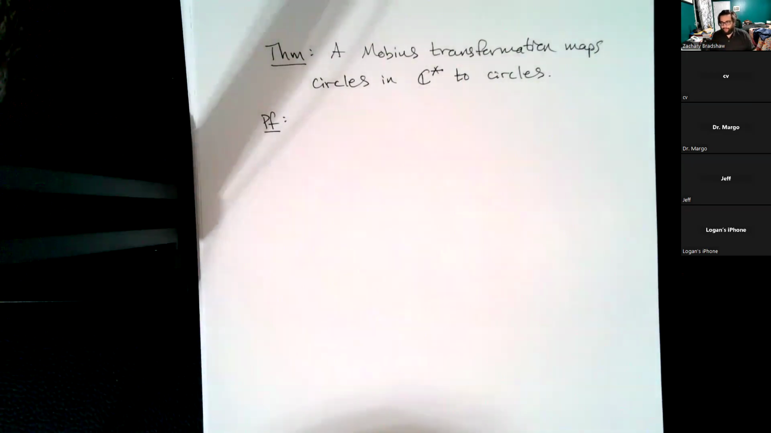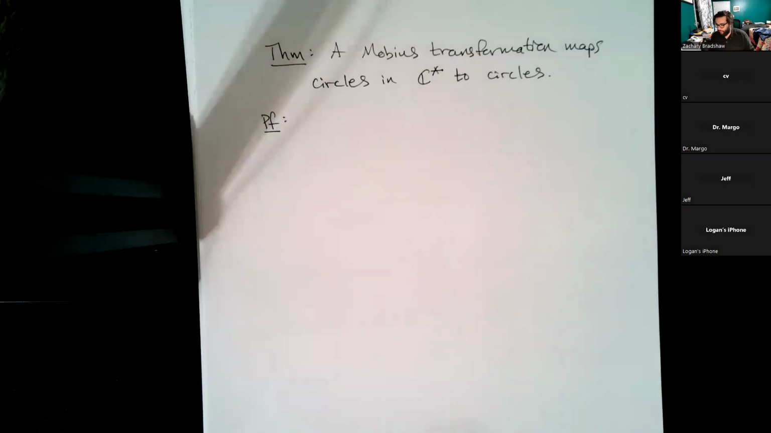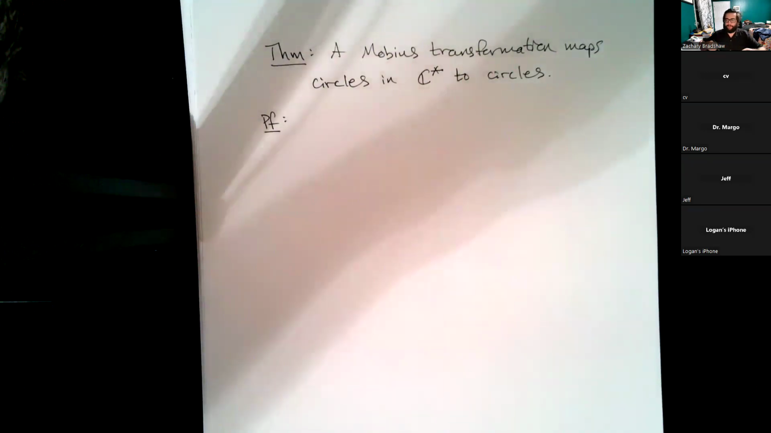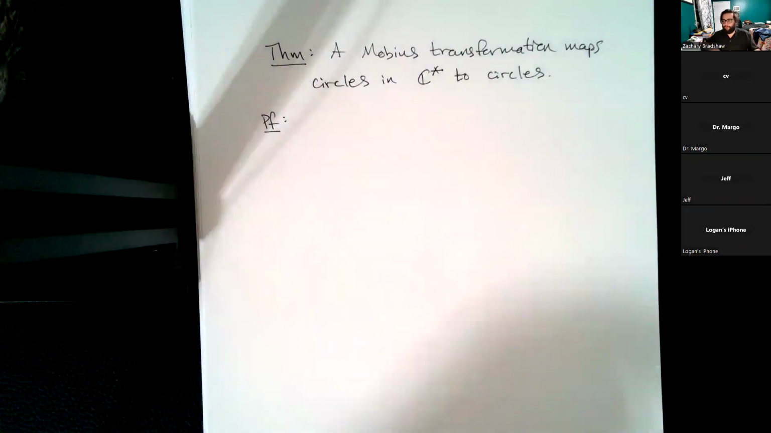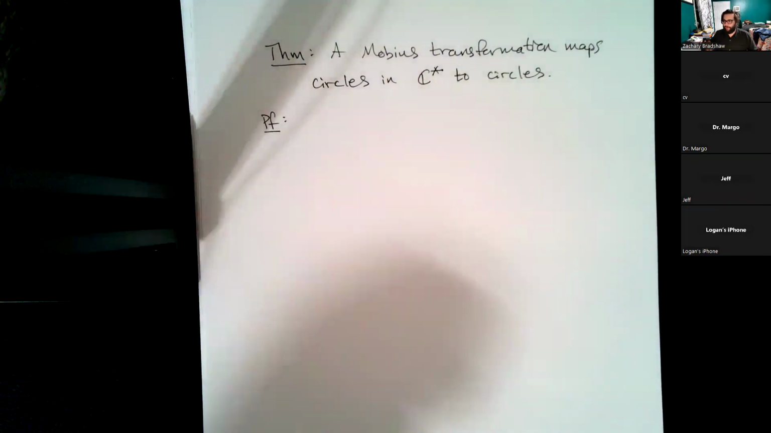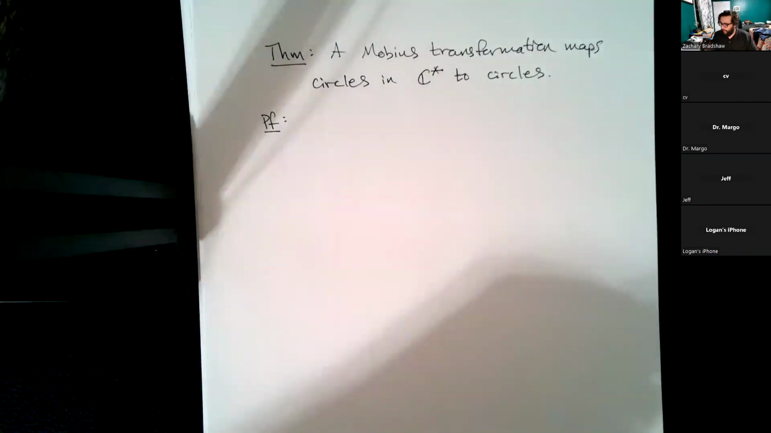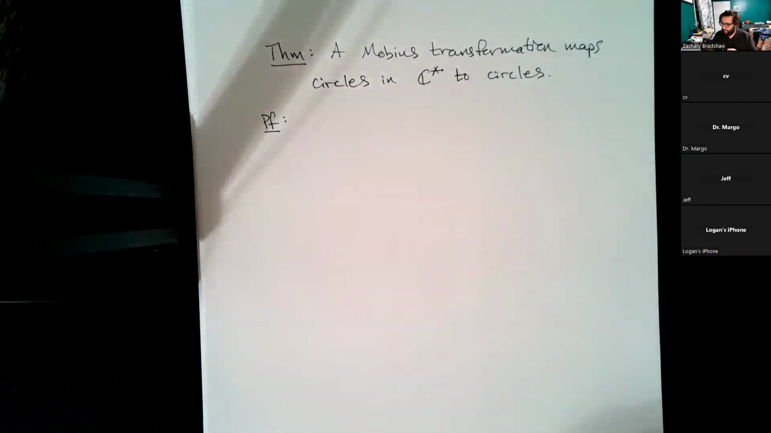So it suffices to establish the theorem for translations, dilations, and inversions, right? Because we know from the previous theorem that every Mobius transformation is a composition of these things. So if I take something that maps a circle to a circle and compose it with another thing that maps a circle to a circle, well, then I've just mapped a circle to a circle, right? So we've narrowed it down to translations, dilations, and inversions.